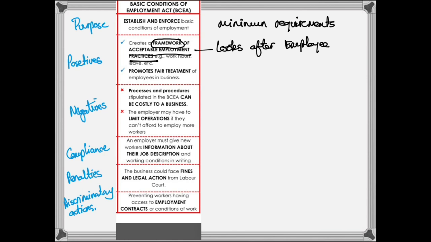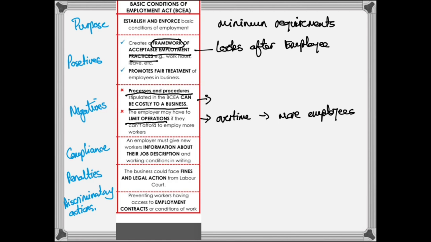The negatives would then be that the processes and procedures for basic conditions can be very costly and very tedious. So you need to look at what these processes and procedures are. What are the minimum hours? What is the leave? What are all of the minimum standards that a person must work according to, the minimum wage, the wages that must be paid? So that means it can limit operations, because now we're looking at things like overtime. People can only work a certain amount of overtime, so therefore you need to employ more employees, more people working for the business, in order to not be limited by this particular act.